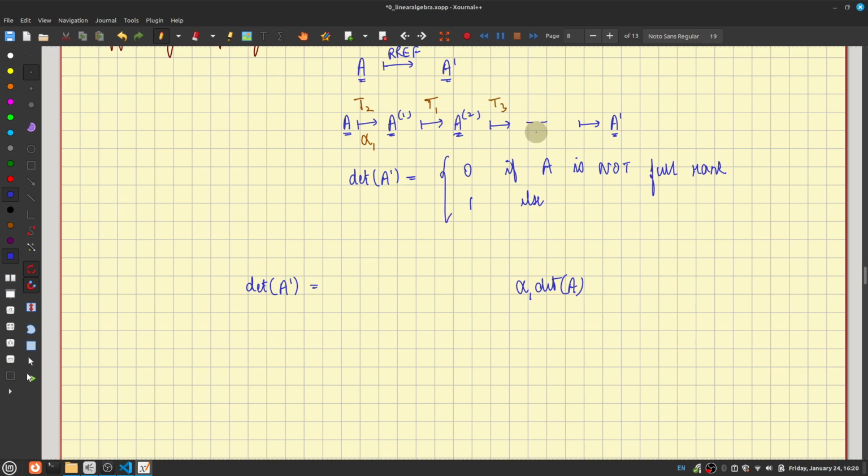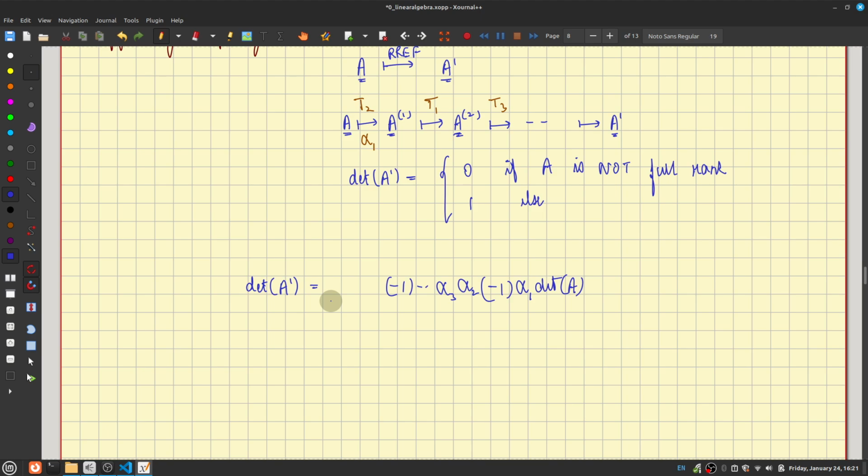Then maybe I did a type 3 operation. So the determinant of A3 is the negative of the determinant of A2. So that is just going to be minus 1 times alpha 1 times the determinant of A. Right? You keep repeating this. You do this sequentially. So you'll maybe have some more type 2 operations where I'll multiply the row by some constant number, and I have to perform a certain number of row exchanges where I have to multiply by minus 1, and so on.